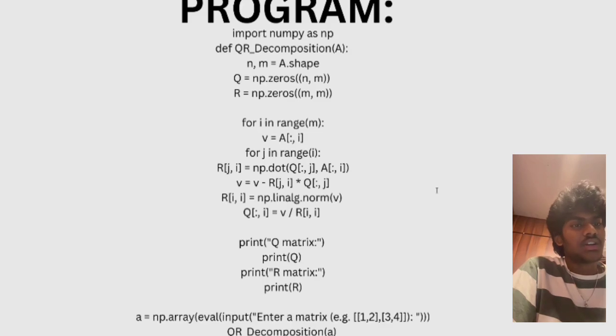N, M = A.shape, Q = np.zeros(N, M), R = np.zeros(M, M). N and M get the number of rows and columns of matrix A. Q is initialized as a zero matrix of shape N, N to store orthonormal vectors. R is a zero matrix of shape M, M to store the upper triangular matrix.